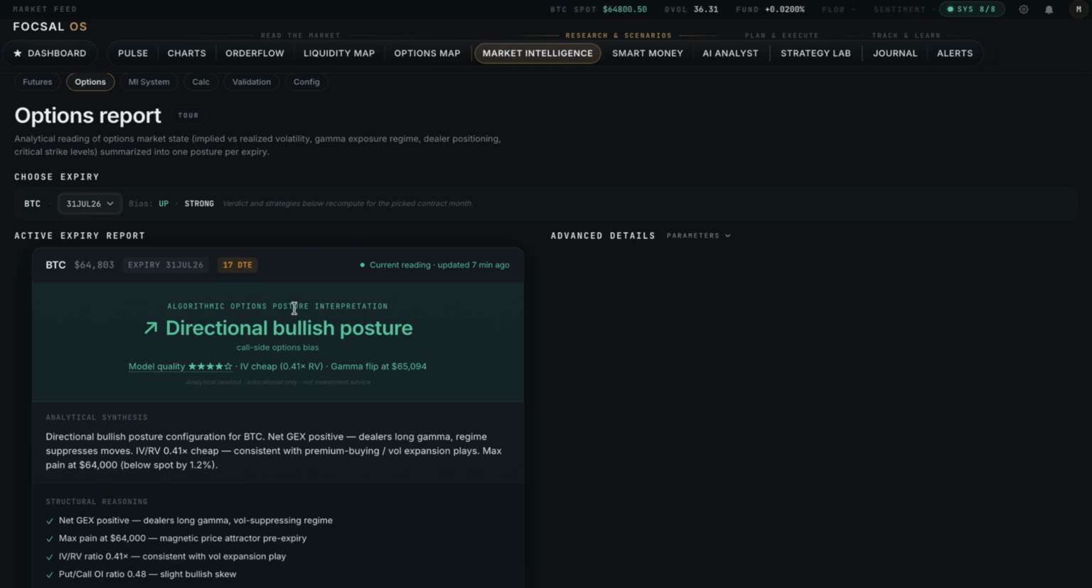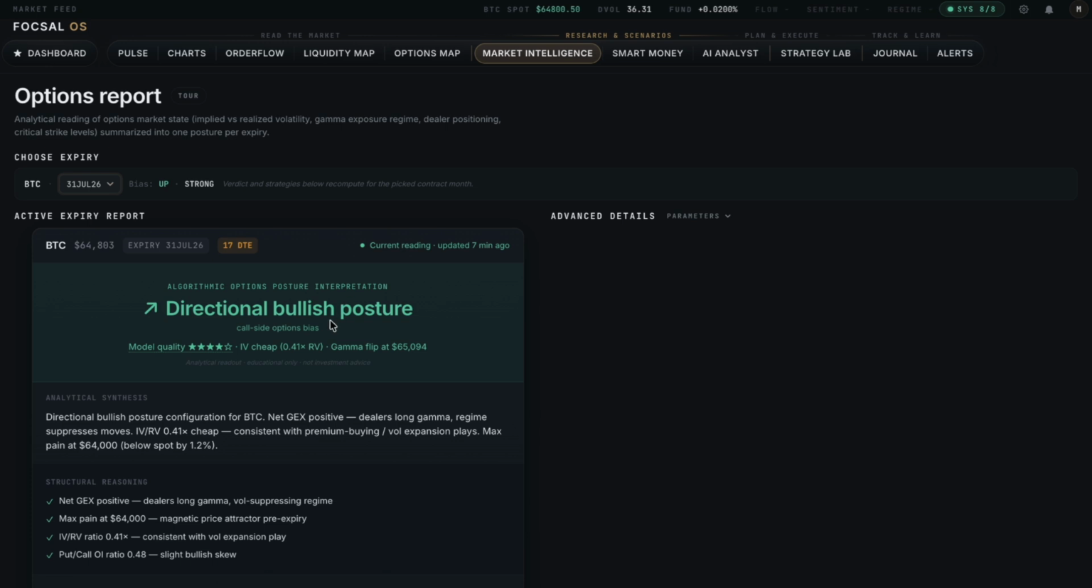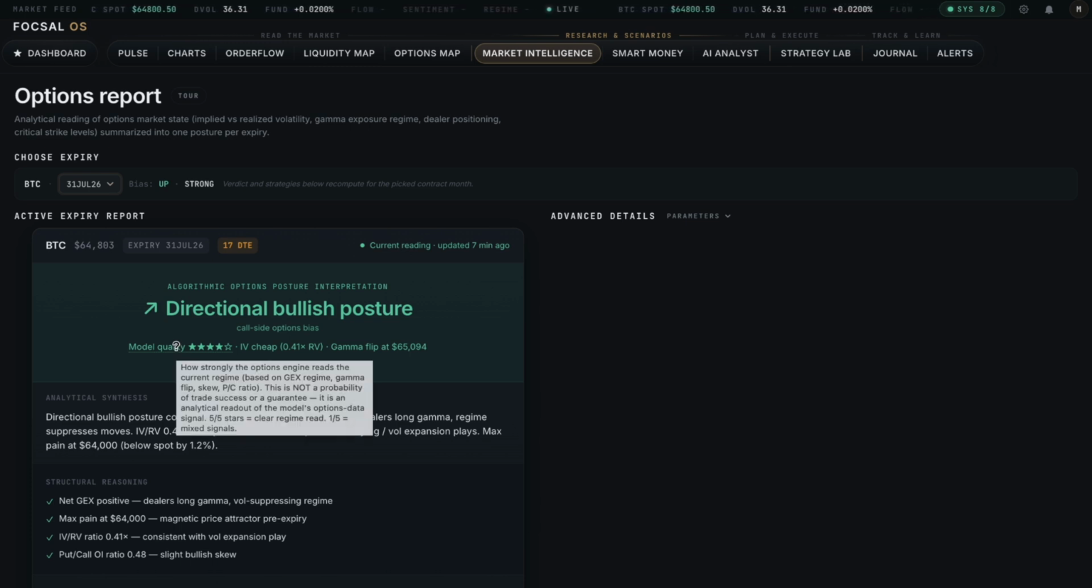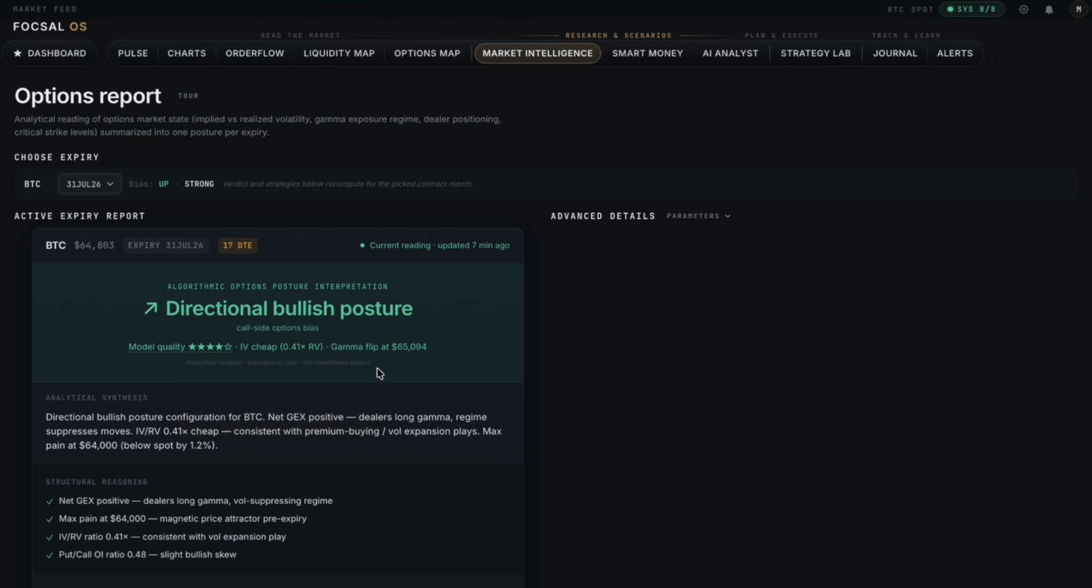The headline is the options posture interpretation for the selected expiry, directional bullish posture, bearish, or a market with no clear lean. Next to it, 3 shortcuts that set the context immediately. Model quality and stars. The higher it is, the more coherent the picture that came out of the vote, whether volatility is expensive or cheap, and where the gamma flip sits. The practical rule is the same as always, 1 or 2 stars. Treat the report as informational only.